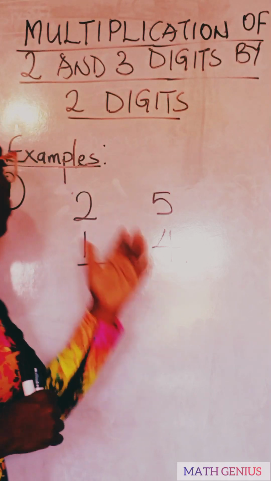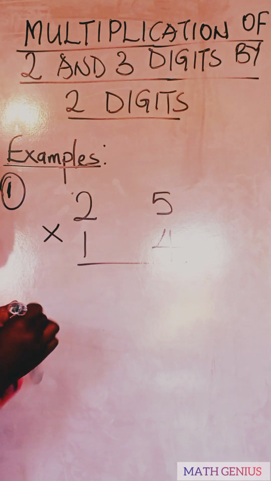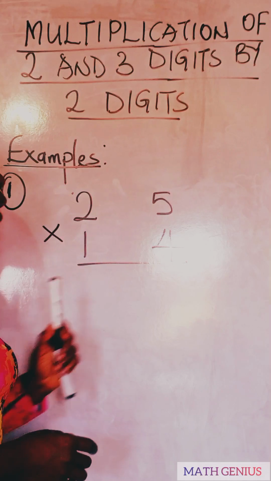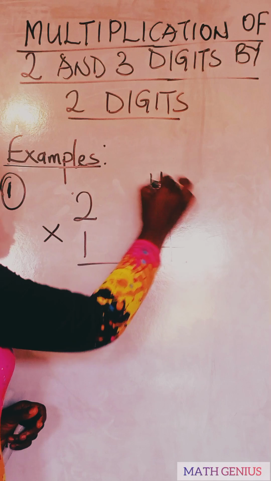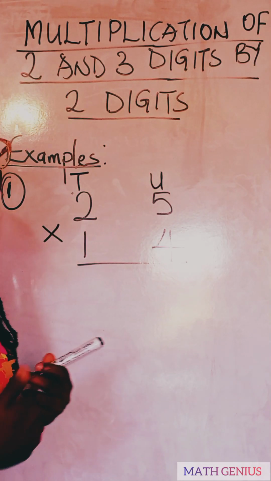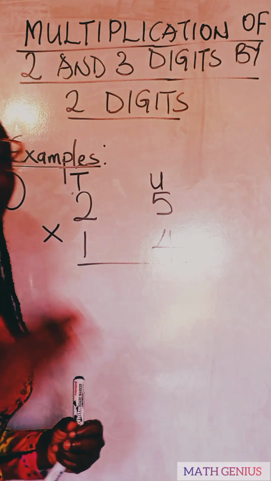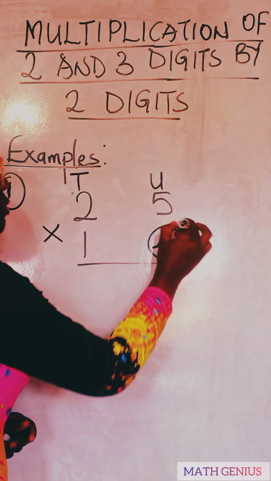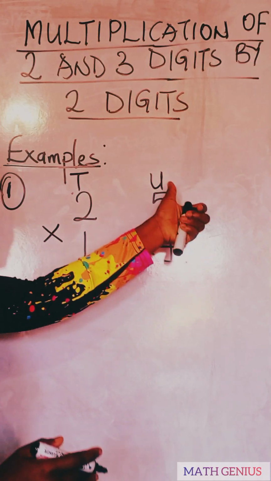Example 1 before us says multiply 25, this is the symbol for multiplication of course, by 14. 25 multiplied by 14. Now, of course, you know that 2 digits are tens and units. Like we always do, whenever you are multiplying or adding, you always begin from the very right hand side. The step you need to take is to use the first number at the right hand side, which is under units. You use this digit to multiply 5.